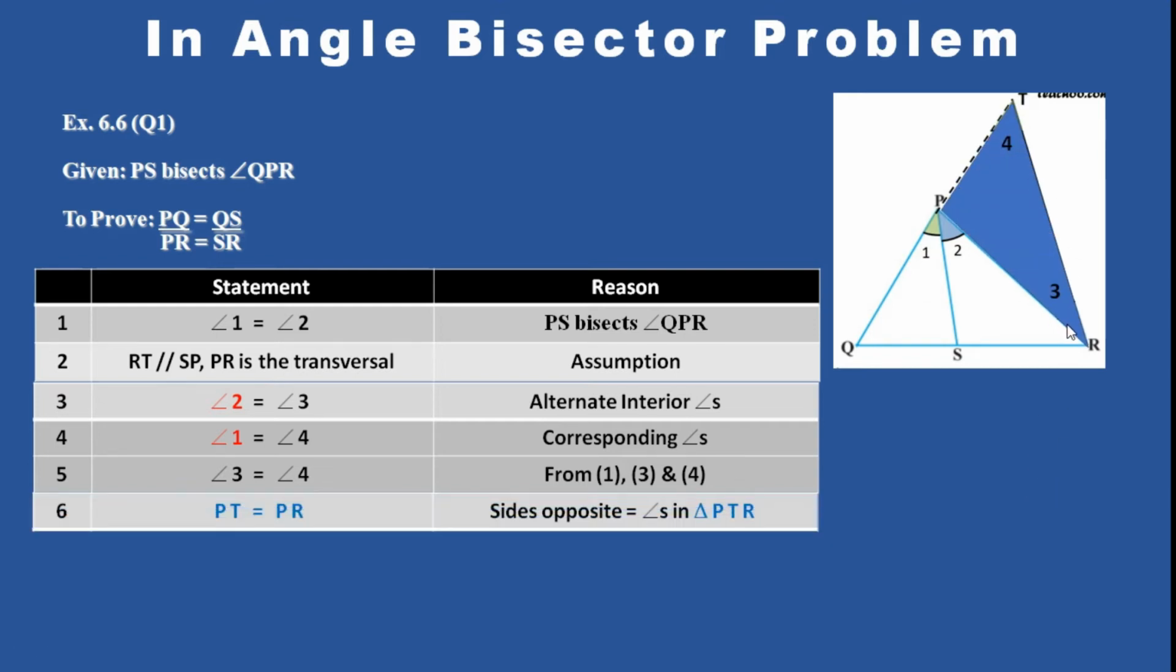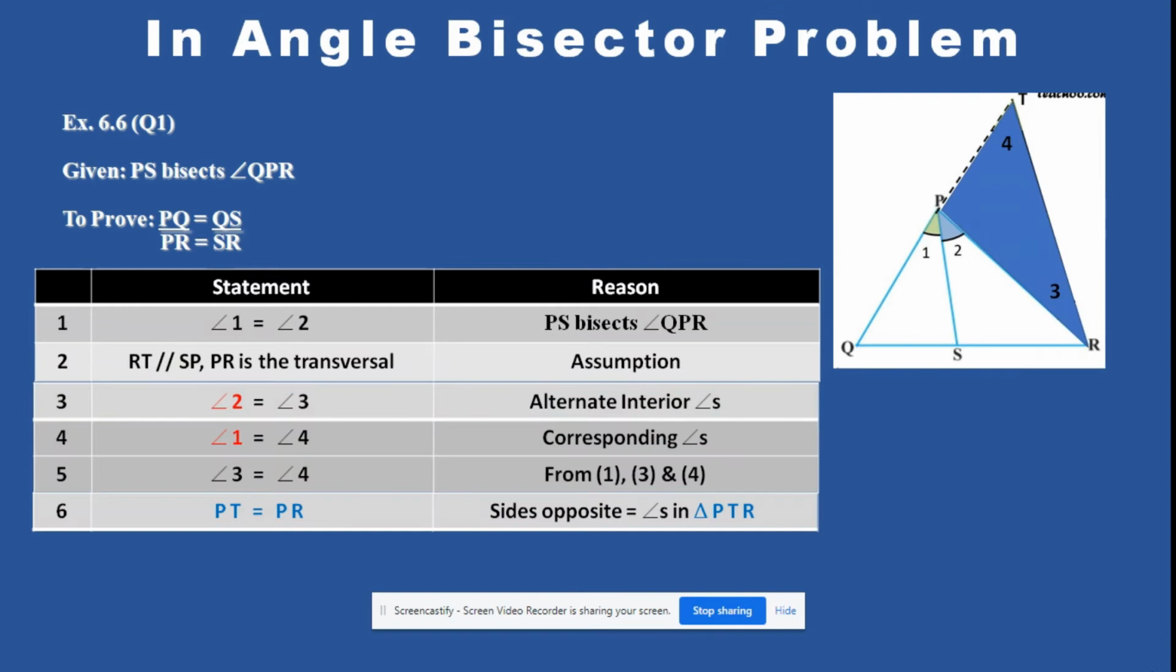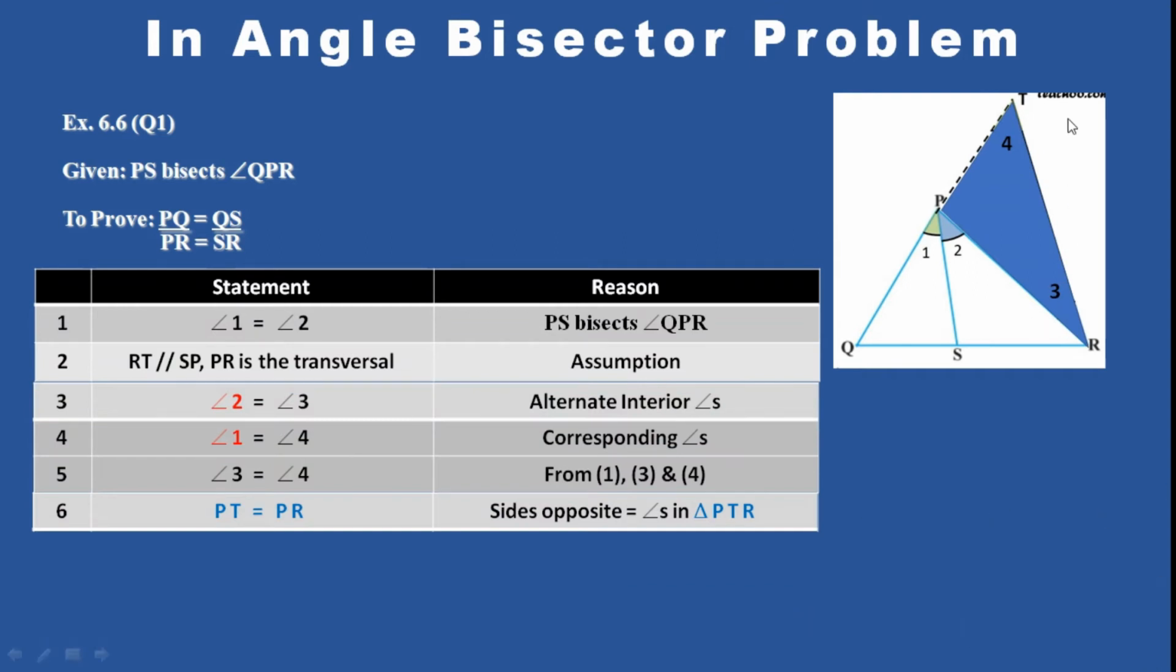Now, if I just shade this much of the triangle, we can see that angle 3 is equal to angle 4, so this triangle becomes an isosceles triangle over here. And when this is an isosceles triangle, we can clearly see that PT becomes equal to PR, sides opposite equal angles in triangle PTR.